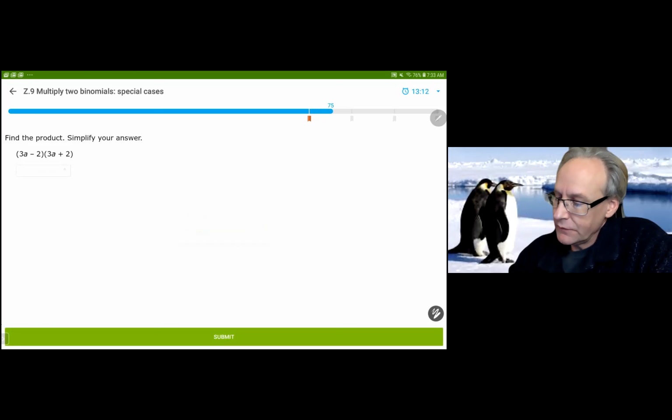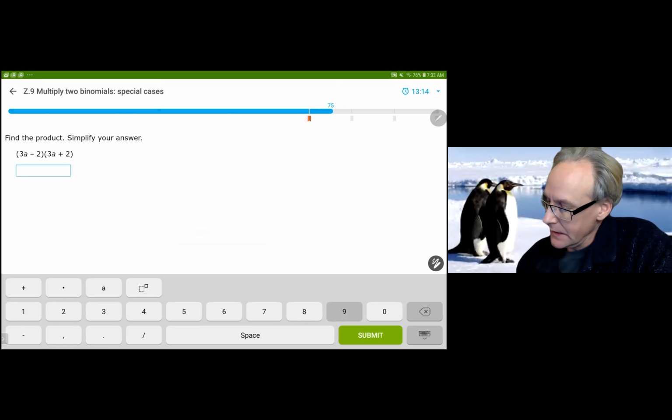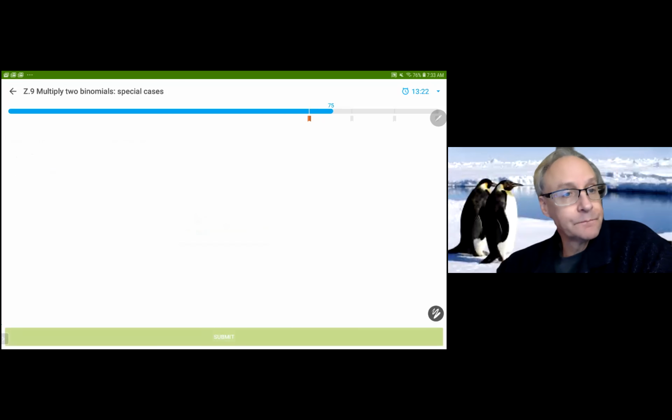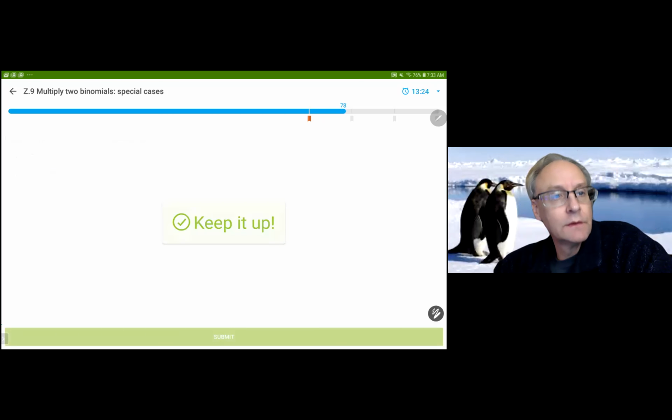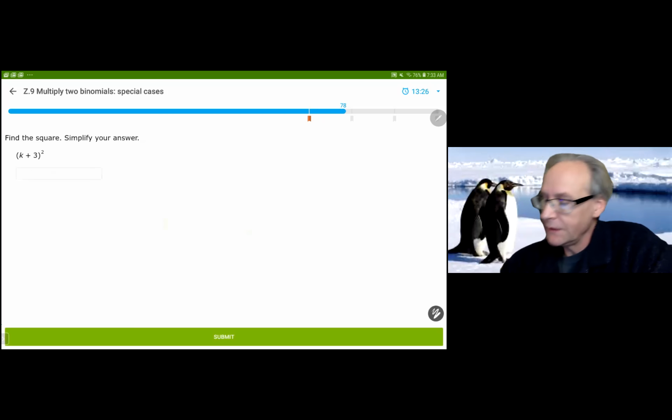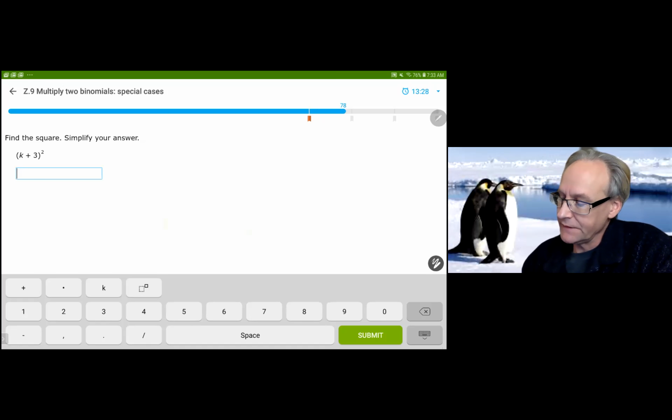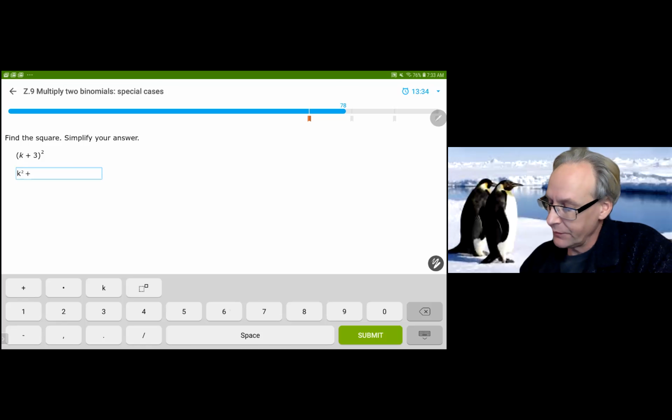All right, difference of squares. We've got 9a squared. And it's minus, always minus in the middle, and then a 4. That's it. Difference of squares. This one is a perfect square trinomial. These are the kind we really like, k squared. Our middle term is plus double the product, which is going to be 6k. 3k doubled is 6k, and then plus the 9.